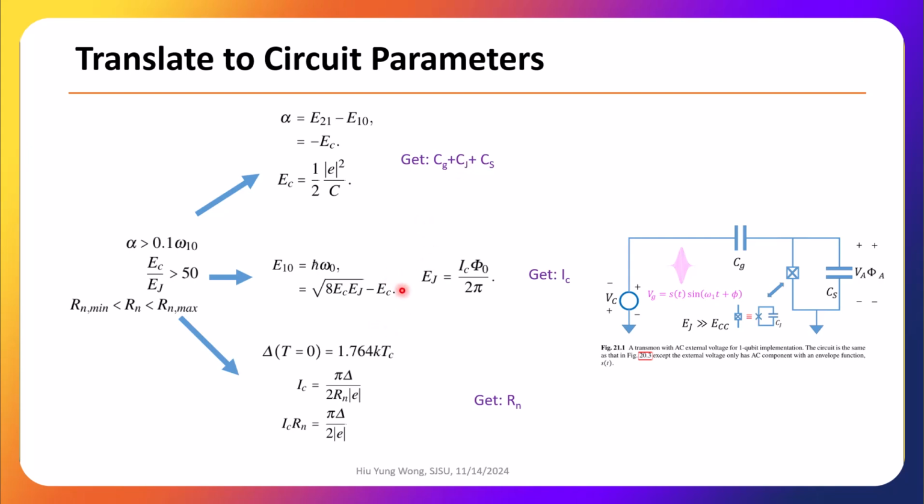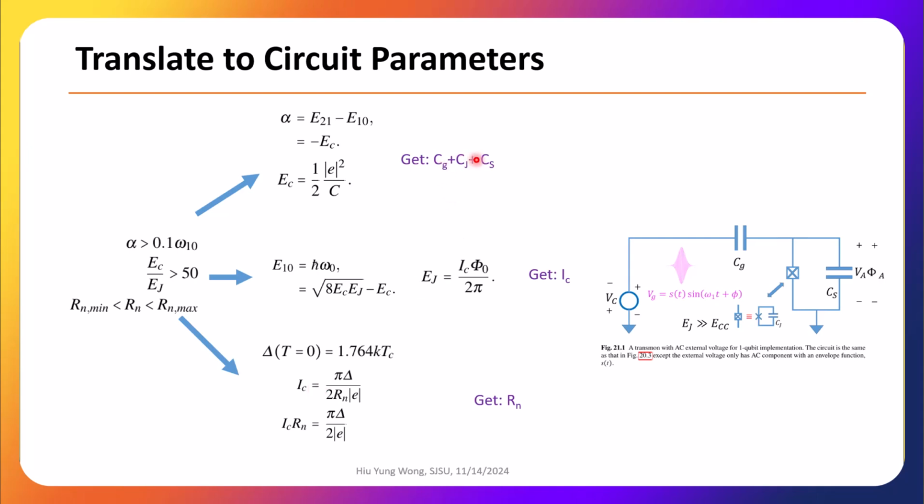We might also want to change the qubit frequency, then we use the Josephson energy. If we have many qubits, we need to have different frequencies, as we said earlier, so that we can do frequency multiplexing, right? And it depends on the critical current, etc., right? And we also need to make sure that the so-called normal resistance is within the fabrication range, because this determines the so-called critical current.